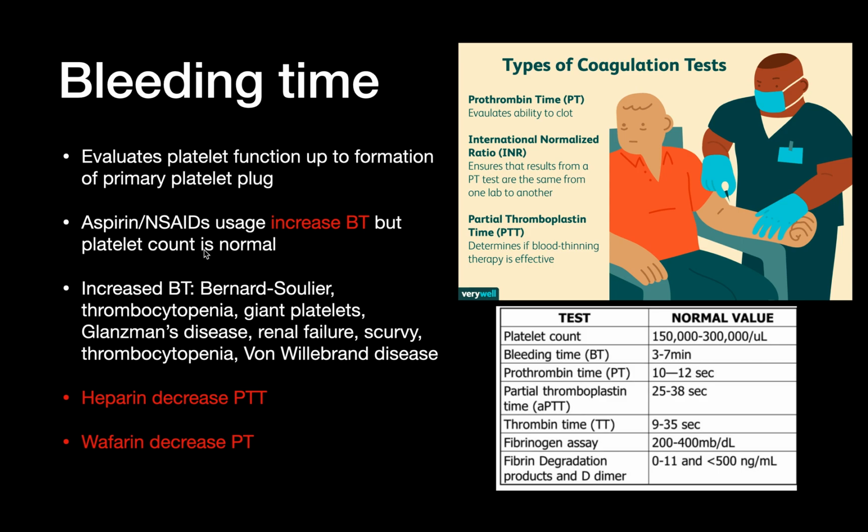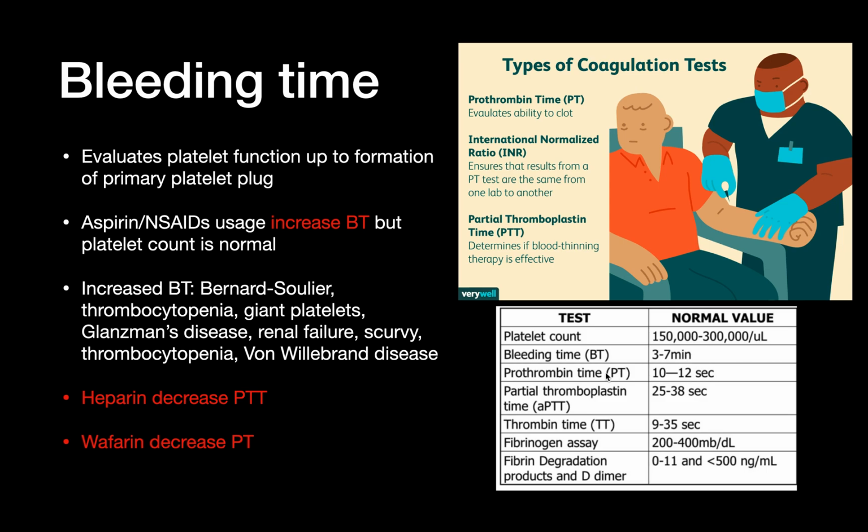Aspirin and NSAID usage is going to increase the bleeding time, but the platelet count is normal. The other causes of increased bleeding time are Bernard-Soulier syndrome, thrombocytopenia, Glanzmann disease, scurvy, and von Willebrand disease. The normal bleeding time is about 3 to 7 minutes. Normal platelet count is about 150,000 to 300,000.